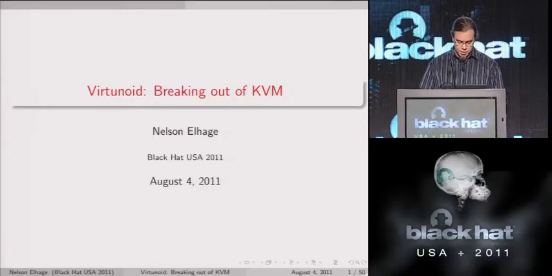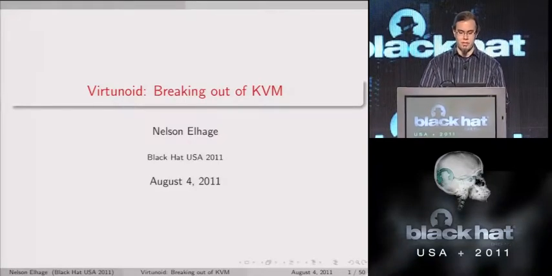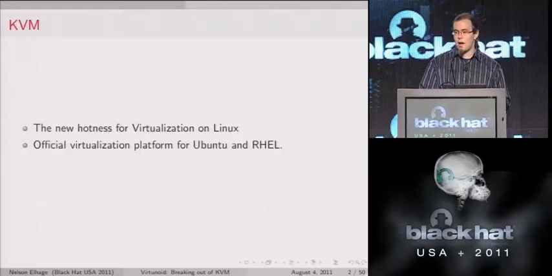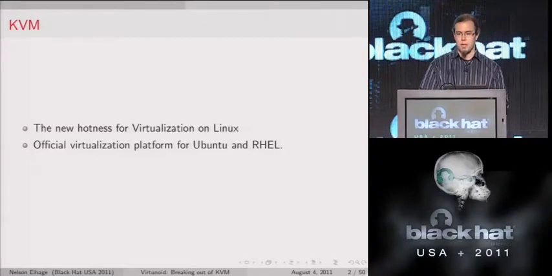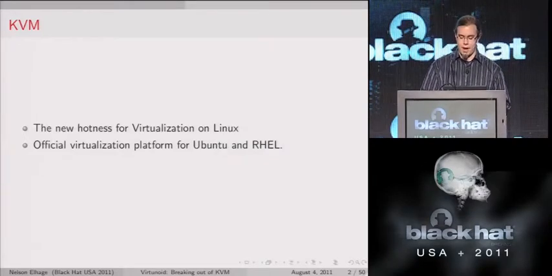All right, I'm going to be talking about attacking and breaking out of KVM, the Linux kernel virtual machine virtualization system or hypervisor. I assume that you're vaguely familiar with what KVM is if you're here, but it's an open source virtualization solution for Linux that was the first virtualization solution to be primarily developed in tree and officially blessed by the upstream Linux developers. It's basically becoming the new hotness for doing virtualization on Linux, and it's become the official platform for Ubuntu and Red Hat, although they also still support Xen.